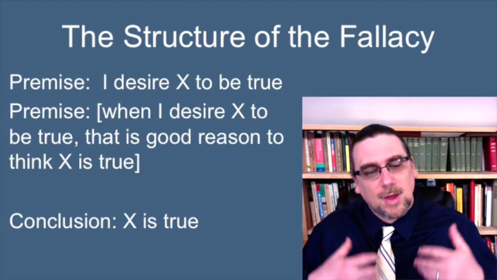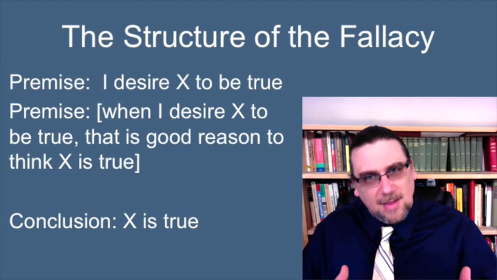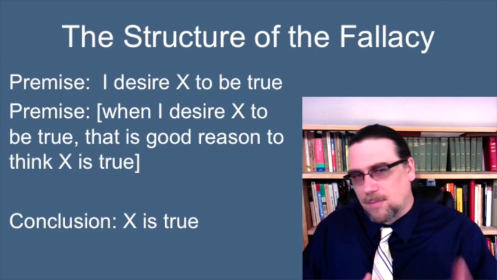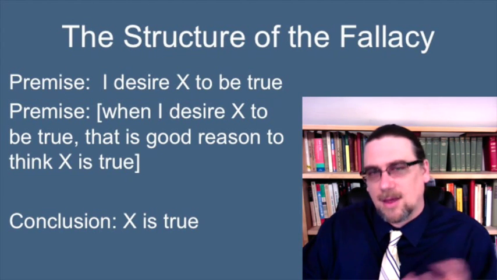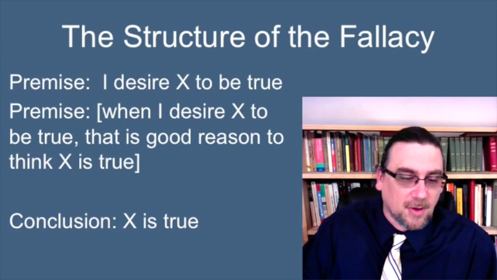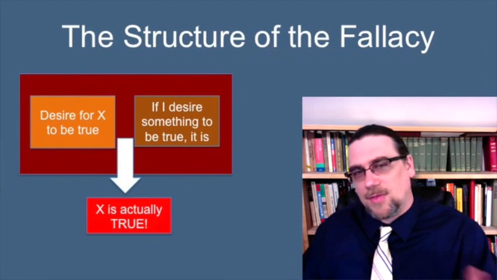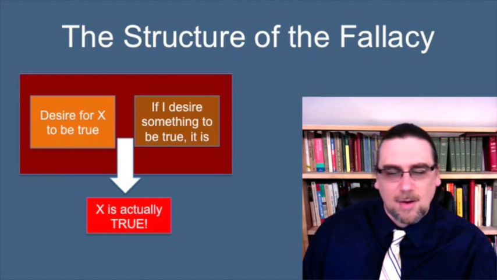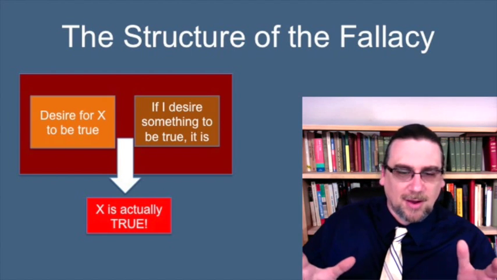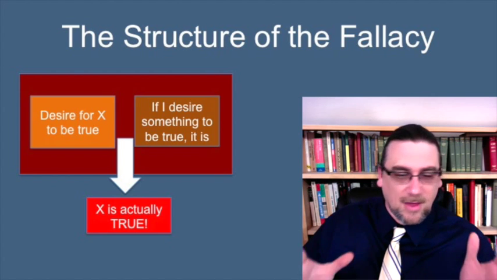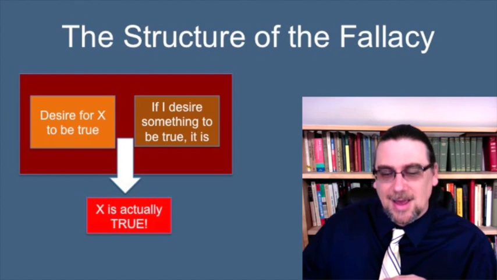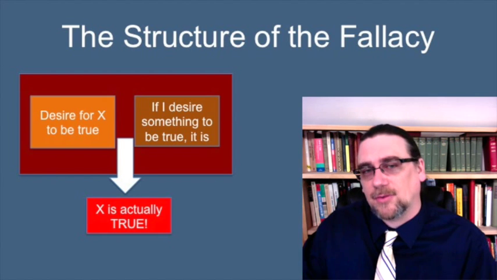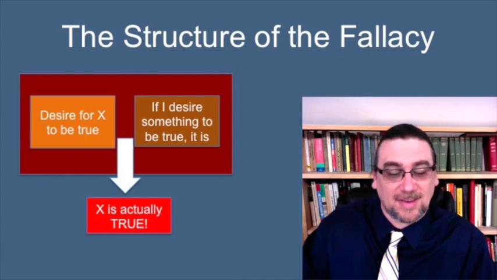And so when we look at it like this, we can see that there's a real problem with this kind of argument, and the problem is that premise that connects the other premise and the conclusion together. If we look at this in graphic terms, it's very easy to represent. You see we've got a desire for X to be true, and we put that together with this general idea that if I desire something to be true, it is, and we come up with the conclusion X is actually true. And that's sort of a recipe for all sorts of disasters.